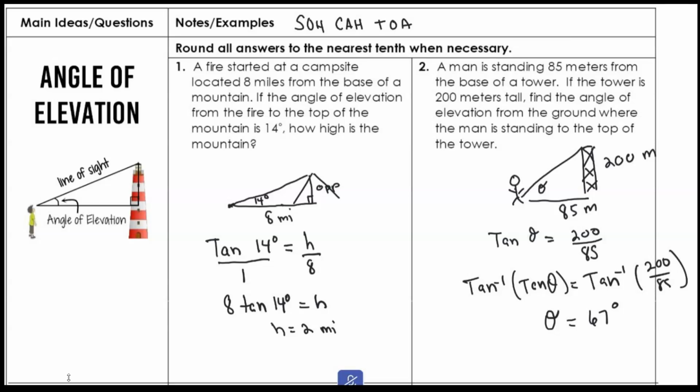Are we going to use sine, which is opposite over hypotenuse? Is it going to be cosine, which is adjacent over hypotenuse? Or is it going to be tangent, which is opposite over adjacent? So go ahead and pause and think about what it could be.